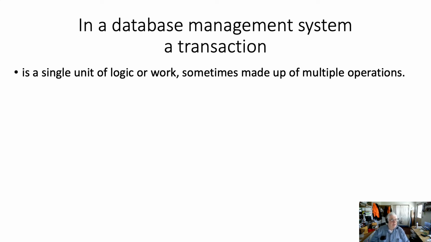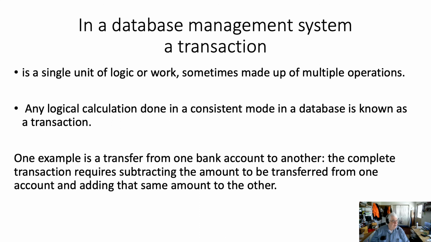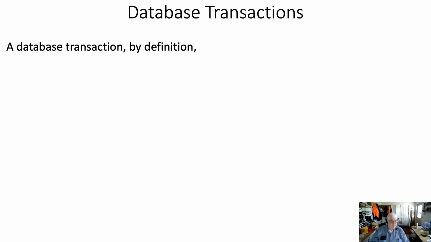So, in a database management system, a transaction is a single unit of work, sometimes made of multiple operations. In our case, we were going to do 2 reads and an update. Any logical calculation done in a consistent mode of a database is known as a transaction. One example is a transfer from one bank account to another. To complete the transaction requires subtraction of the amount from the account transferred from and adding the same amount to the other.